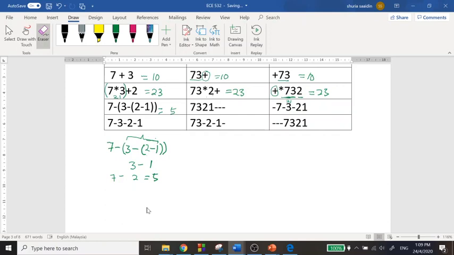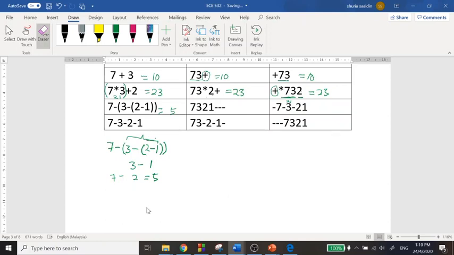Okay, using the same algorithm that I mentioned earlier, you have to scan through from left to right. What we want to find is the operator. 7, when you scan from left to right, you meet 7. 7 is an operand, so you move to the next one. 3 is an operand, so move to the next one. 2 is an operand, so move to the next one. 1 is an operand, so move to the next one.